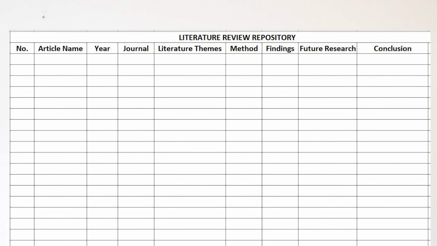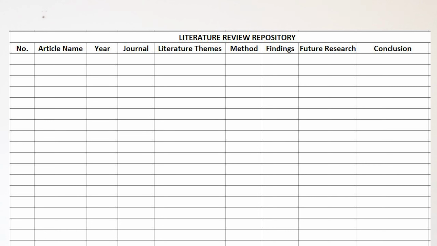So what you can include in that table. You can have a column about topic of the article. You can then have a column about year of publication. You can then have a column about which journal it's published in. If it's not important for you, you don't have to include it. The fourth column could be about the key themes in the literature this article discussed.